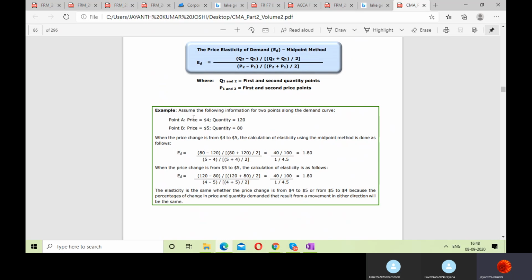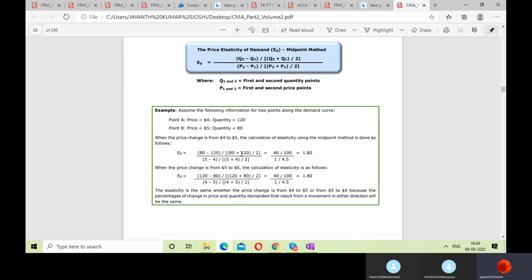And here also, when price is decreasing, demand is increasing. If price goes from 5 to 4, the demand will go from 80 to 120. Then what is the elasticity? In both the cases, the elasticity happens to be the same.